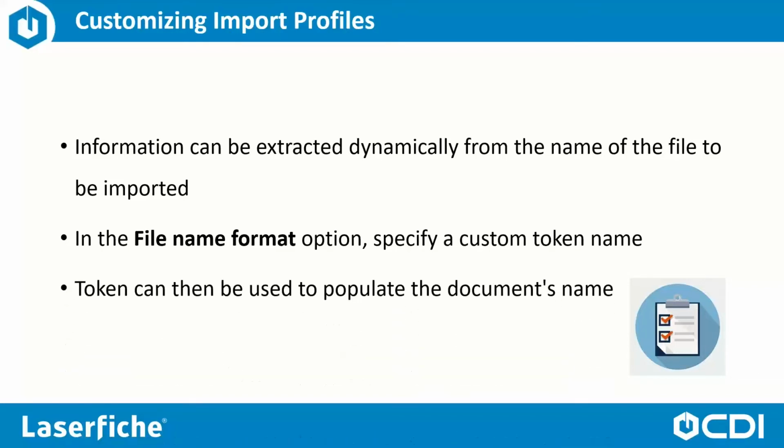Our custom token or tokens that we made can then be used to populate the name of the document. As well as that, we can also apply the same token or tokens for the path as well. So in a nutshell, based on the document's name itself and how it's configured, we can file it and rename it.